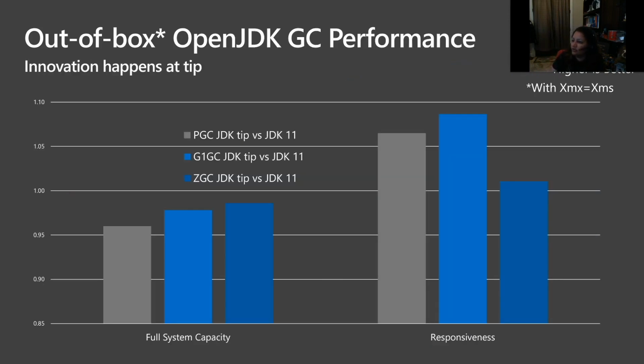Now I also want to show where the innovation happened. What I'm trying to show is parallel GC, G1 GC, and ZGC with respect to tip and JDK 11. I've not shown Shenandoah here because Shenandoah just recently started the backporting process, so I haven't collected numbers on that yet. But as you see, there are improvements not only in the full system capacity, which is the capacity planning I was talking about, but also in the responsiveness, which is the critical jOPS. So there are always improvements in tip, and that's what I talk about: innovation happens at tip.